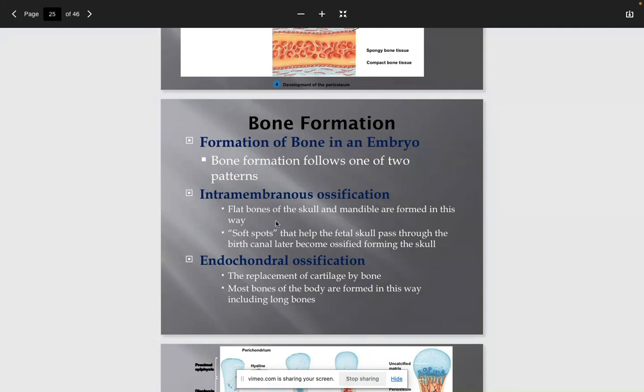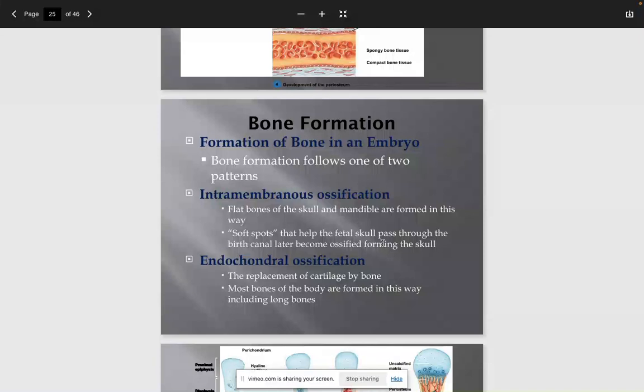We talked about soft spots. Remember, soft spots being the fontanelles that help the fetal skull pass through the birth canal. These become ossified, forming the skull. Usually you will have complete ossification of the skull by a year old. You'll see loss of that soft spot. Endochondral ossification is going to be the replacement of cartilage by bone. So most bones of the body are formed in this way, including the long bones. And we said examples of the long bones would be the humerus and the femur.